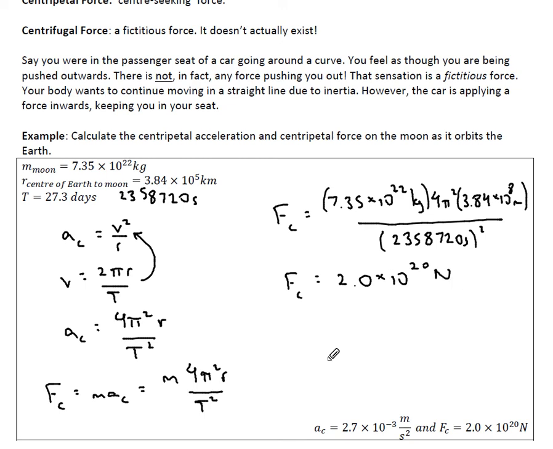And if we just divide by the mass, we can also find that acceleration: 2.7 times 10 to the negative 3 meters per second squared.